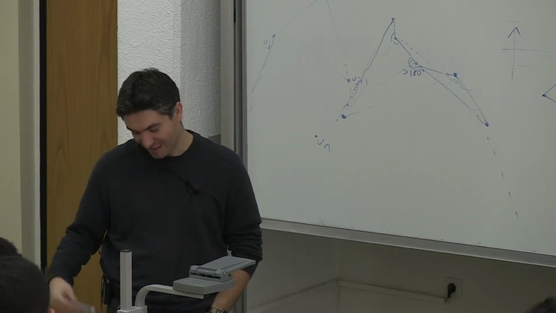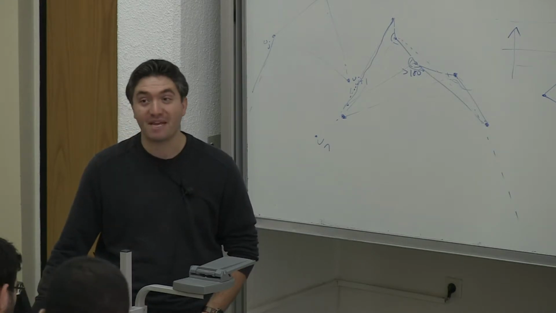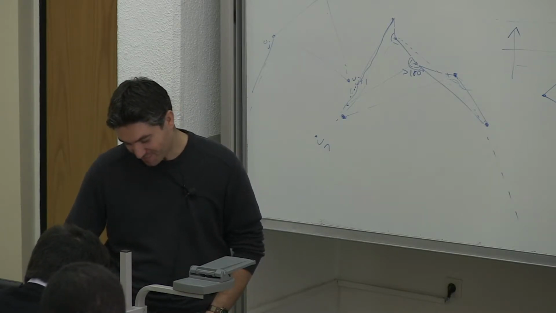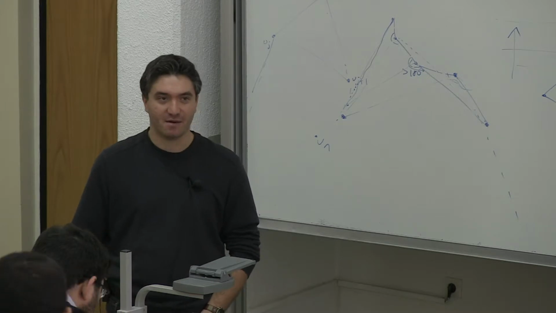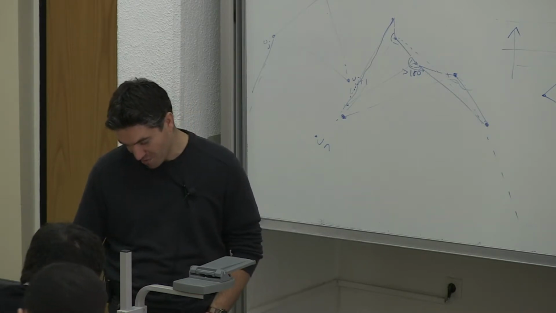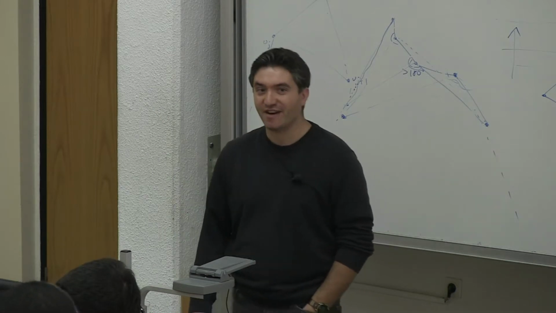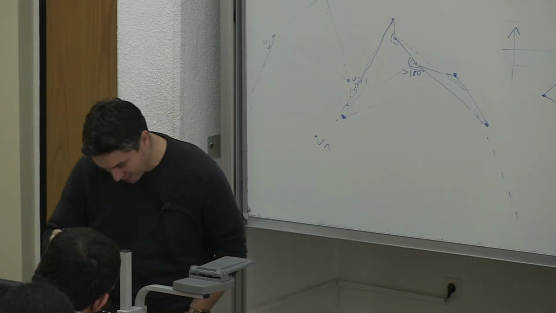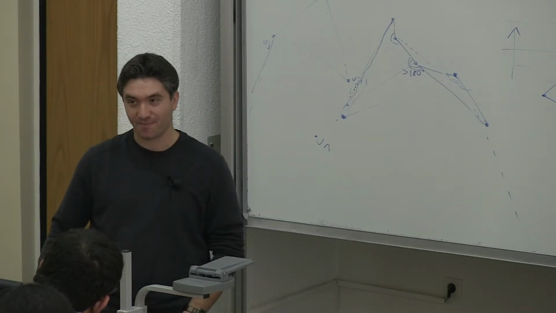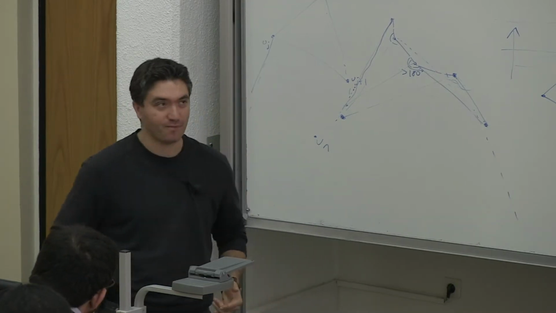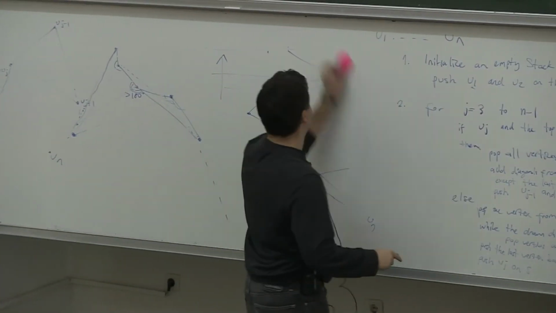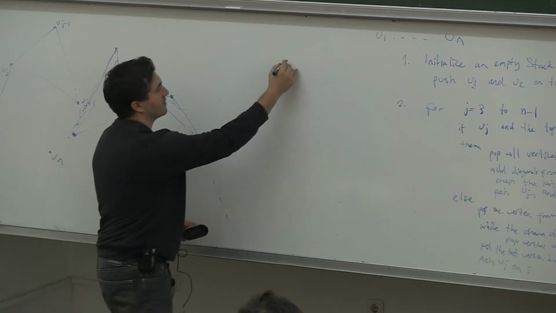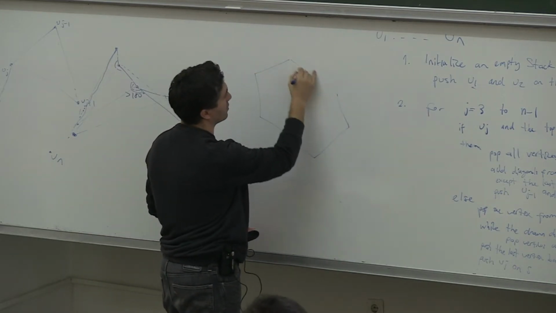It defines a number that is called the stabbing number of a triangulated simple polygon. The stabbing number is the maximum number of diagonals that are intersected by any line segment inside P. So it's like this. For a convex polygon, imagine you have a convex polygon like this.